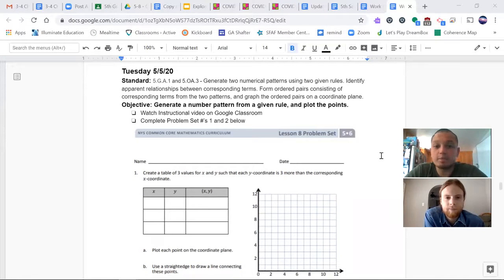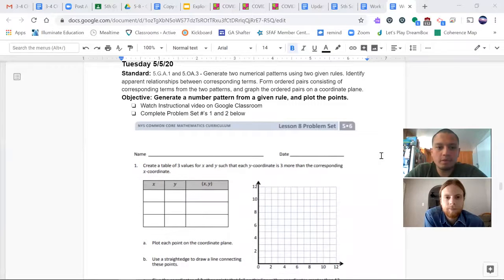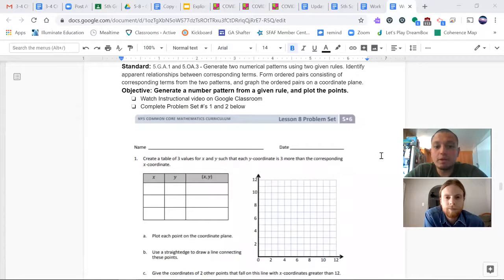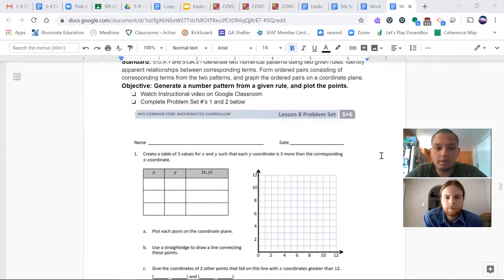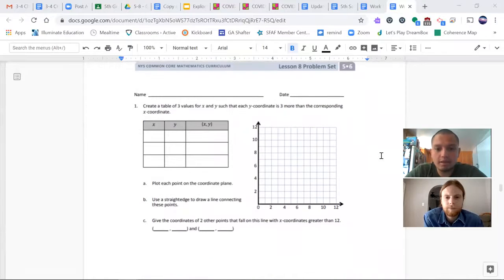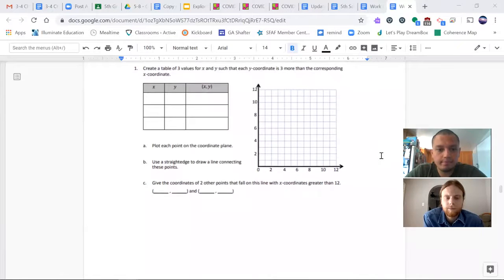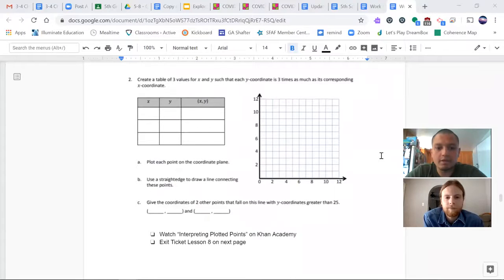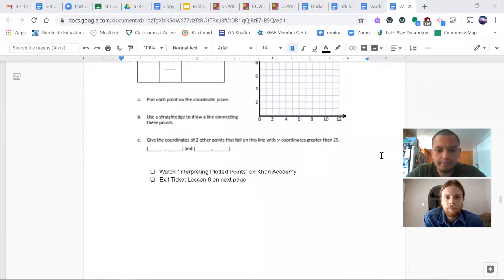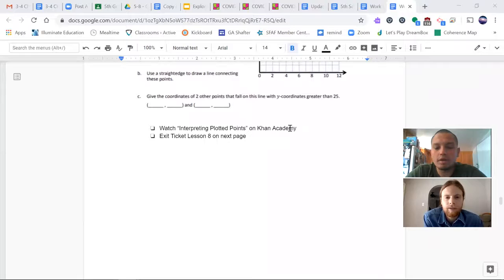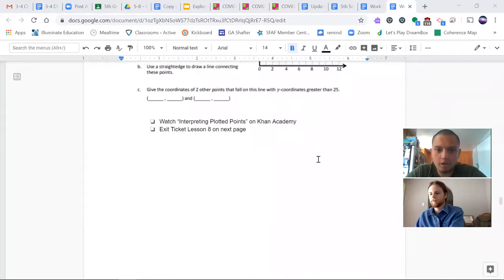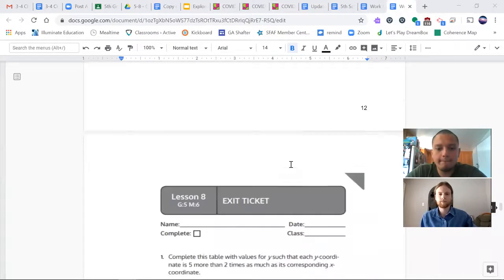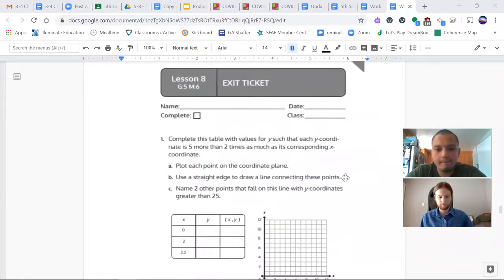Tuesday, similar situation. They're going to be thinking about number patterns between the X and Y coordinates. They'll be given a rule, and then they'll be plotting the points. Here's what that looks like. Here it is continued. They also have some work to do on Khan Academy software. So all the instructions are here. And here's the exit ticket.